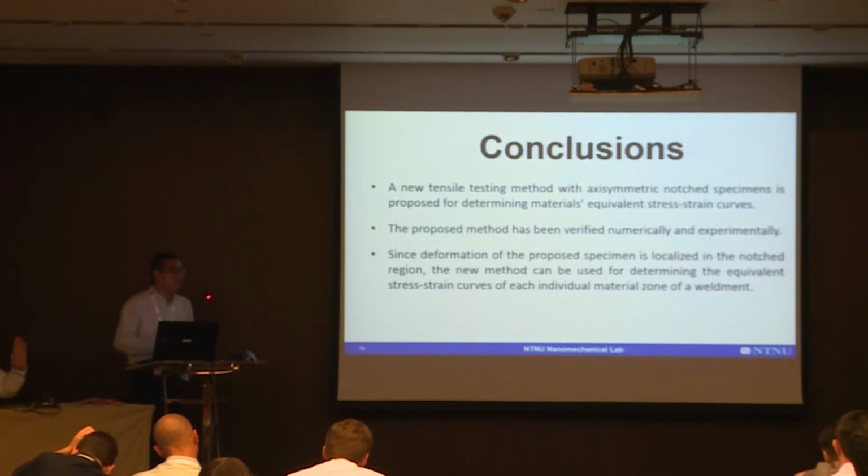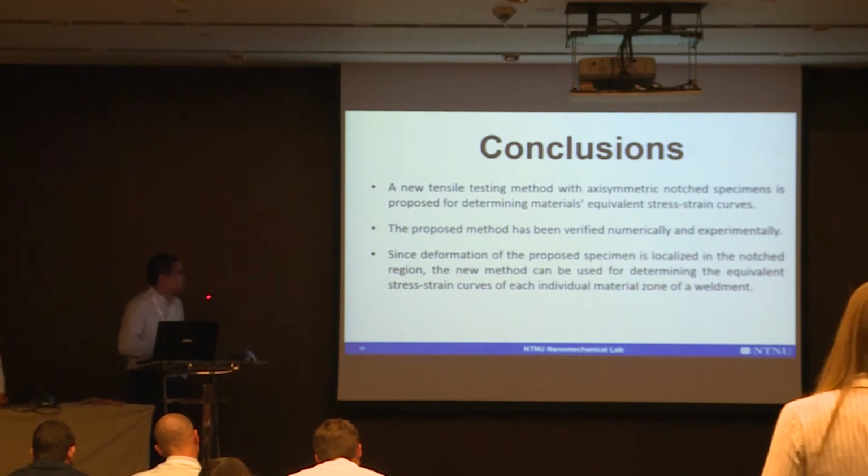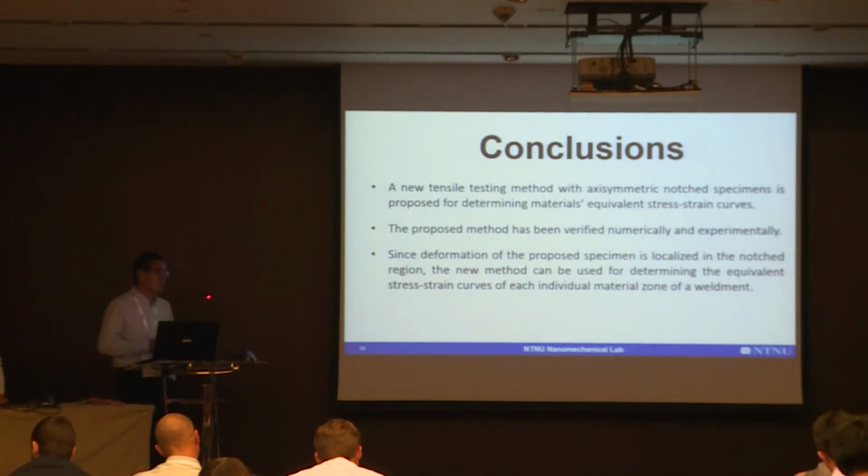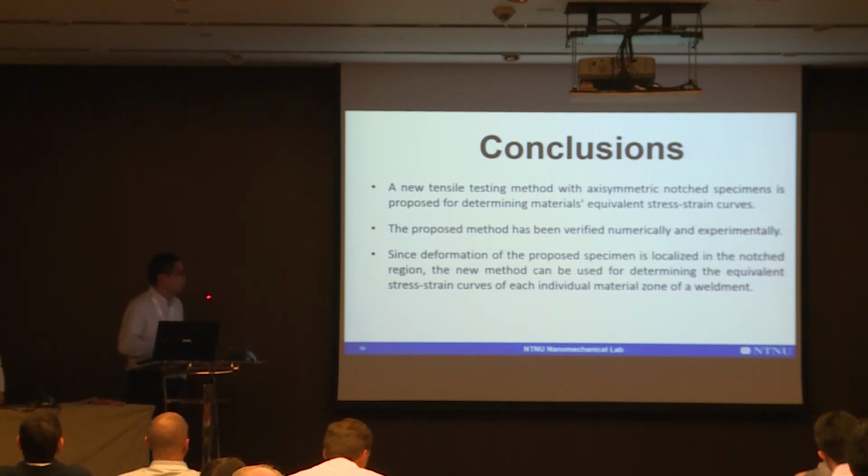And here comes the conclusion. First, a new tensile testing method is proposed to determine the material's equivalent stress strain curve with notched specimens. Secondly, the proposed method has been verified numerically and experimentally. And the last one, since the deformation of the proposed specimen is localized in the notch region, the new method can be used for determining the equivalent stress strain curve of each individual zone of a weldment.